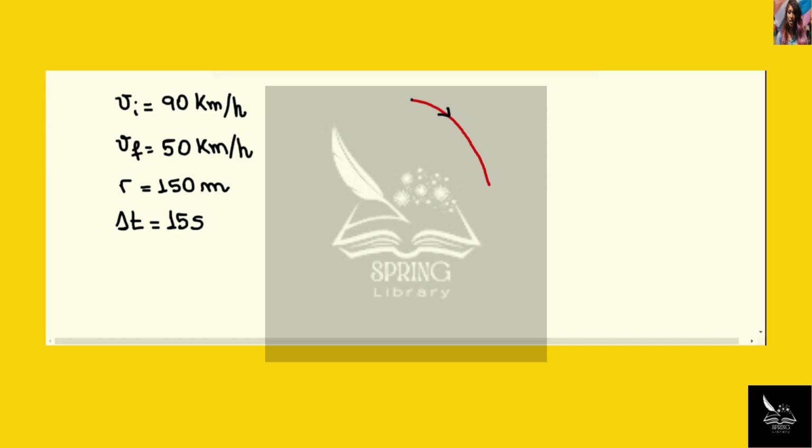In this exercise, we have a train that slows down as it makes a curve. The train starts with an initial speed VI equals 90 kilometers per hour, and the final speed is 50 kilometers per hour. The curve has a radius of 150 meters, and the time it takes for the train to complete the curve is 15 seconds. We have to calculate the acceleration of the train when it has a speed of 50 kilometers per hour.